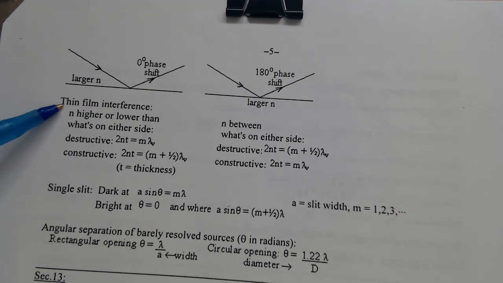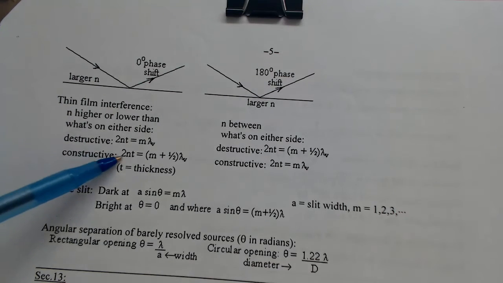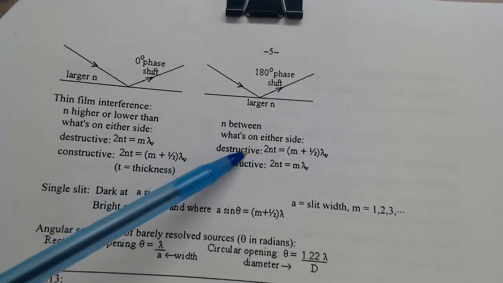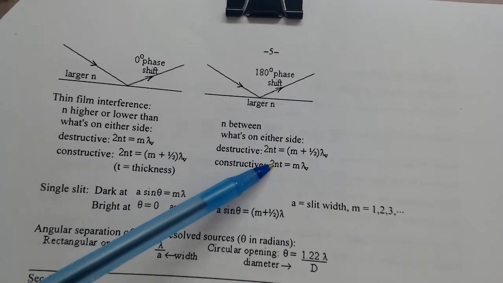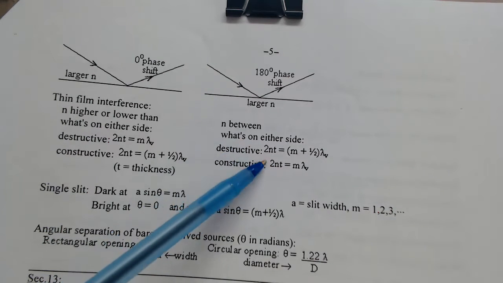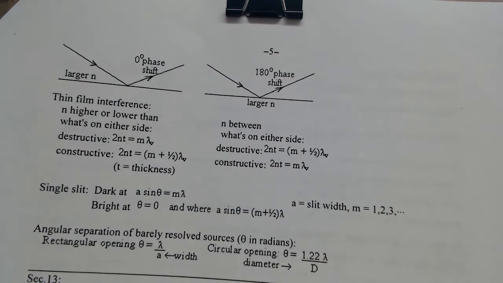That's because over here, maybe over here, if n is in between what's on either side of it, over here on the right, then depending on which direction the light is traveling, both rays either reflect off of a higher n or a lower n. They both experience the same phase shift.